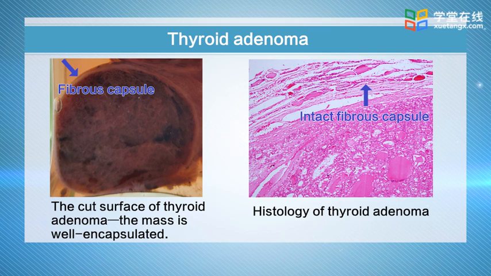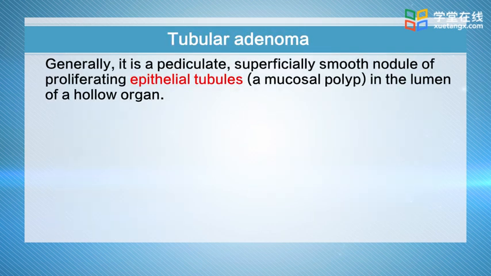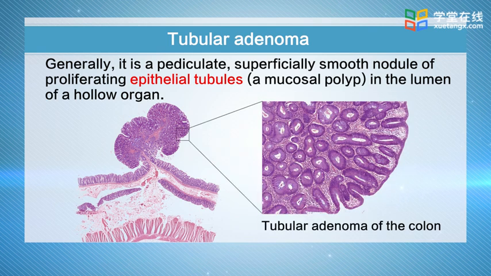Tubular adenoma is generally a pedunculated, superficially smooth nodule of proliferating epithelial tubules in the lumen of a hollow organ. This micrograph depicts the morphology of a tubular adenoma of the colon. The stalk is covered by normal colonic mucosa, but the head is composed of neoplastic epithelium, forming branching glands lined by tall, hyperchromatic cells. These branching glands are well separated by lamina propria.